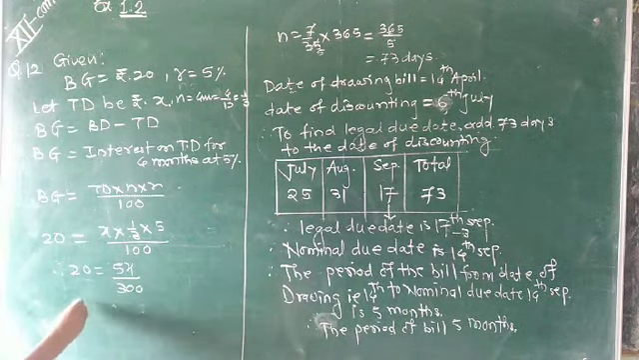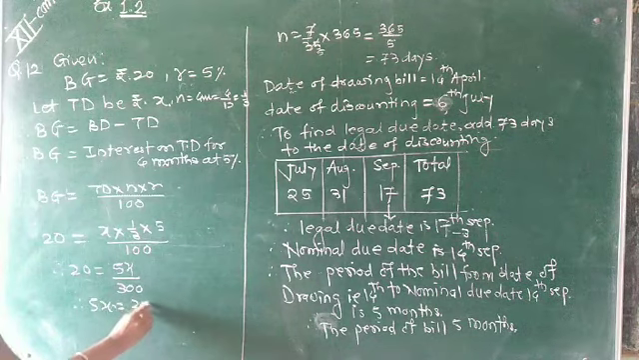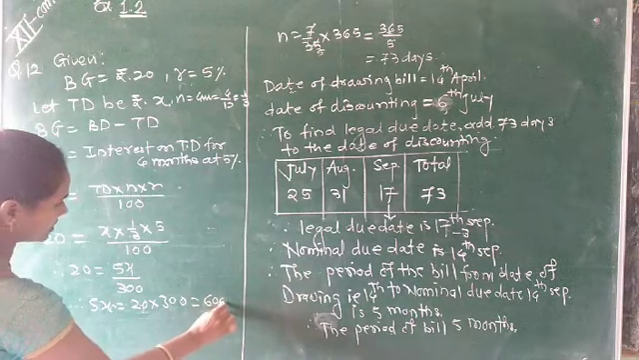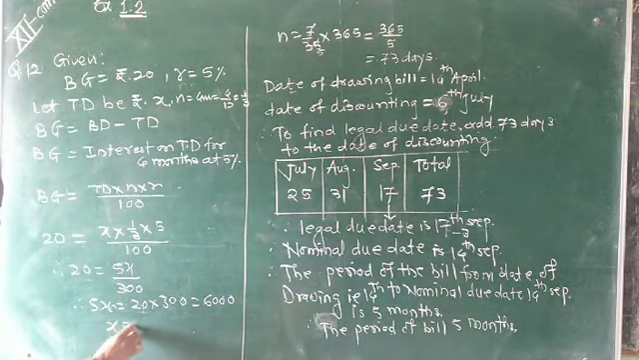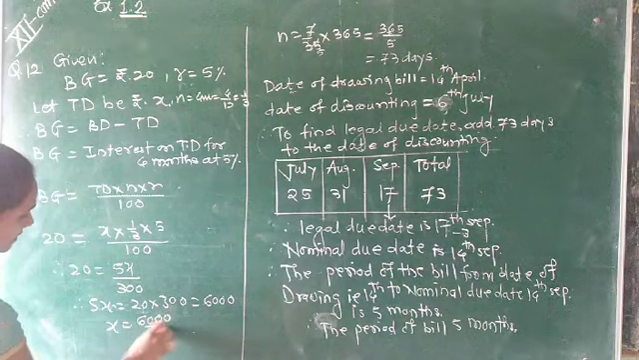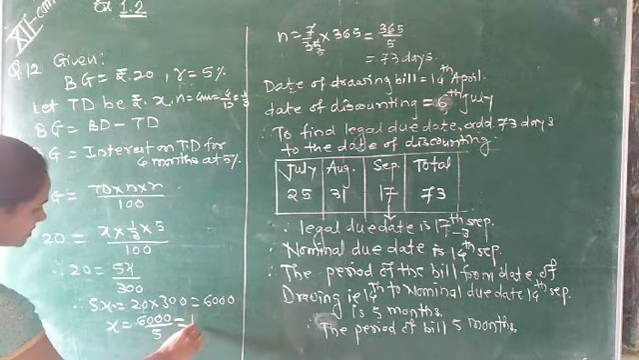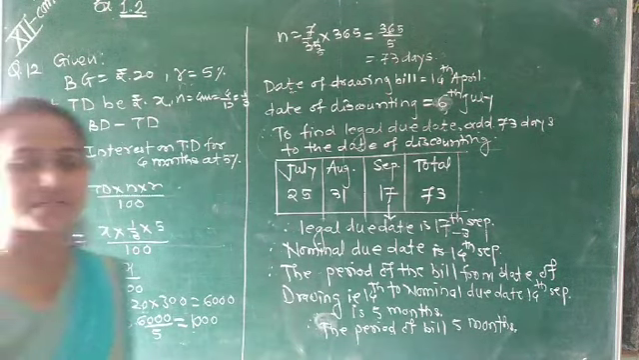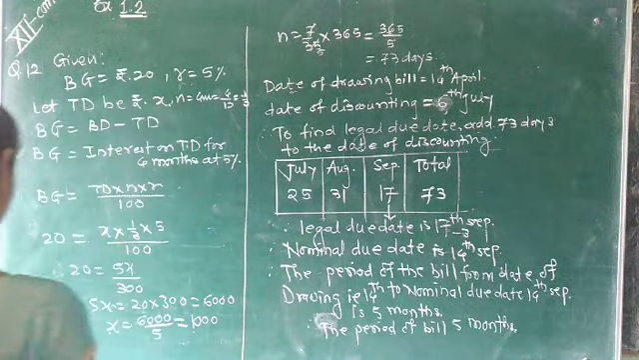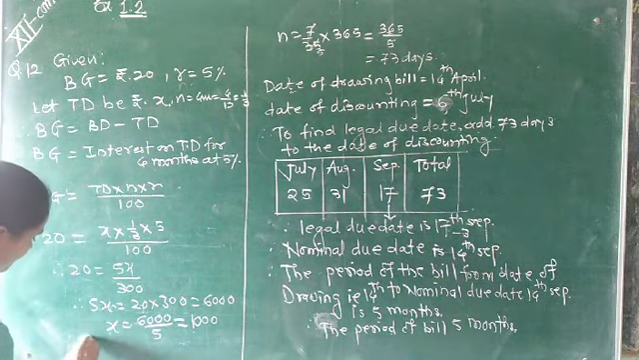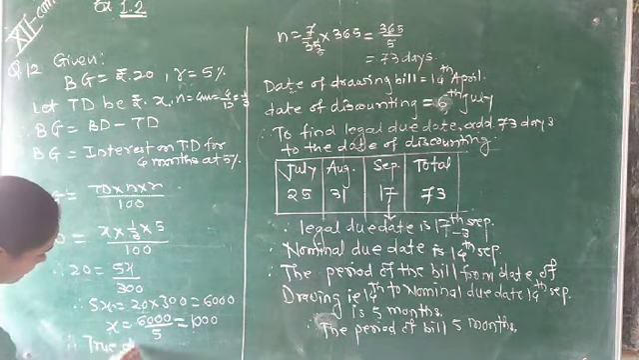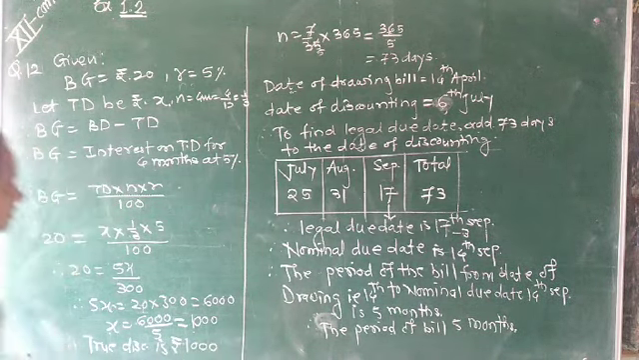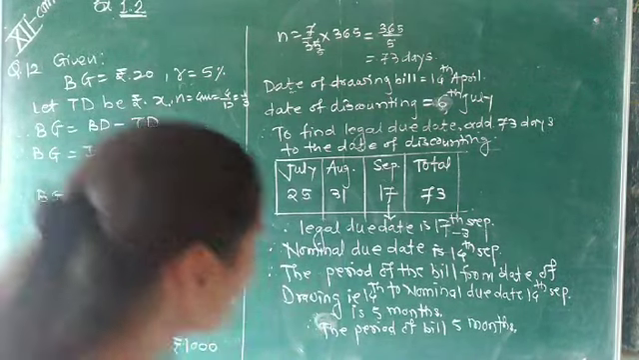3 into 100, that is 300. Therefore 5x is equal to 20 into 300, that is 6000. Therefore x is equal to 6000 divided by 5. Therefore 5 ones are 5, 0, 0, 0. Value of x, that means the true discount is rupees 1000. First here you get the value of true discount.